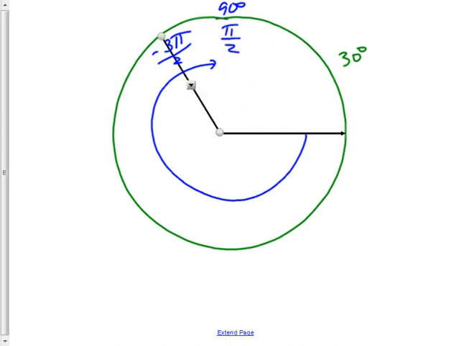stopping here, I could go all the way around again, which would be pi over 2, 2 pi over 2, 3 pi over 2, 4 pi over 2, 5 pi over 2. Is another one that's in the same spot. 5 pi over 2.